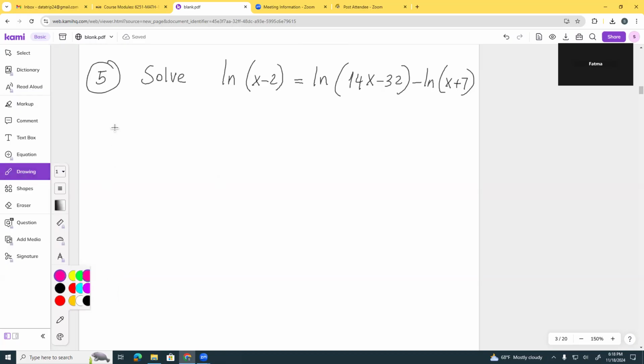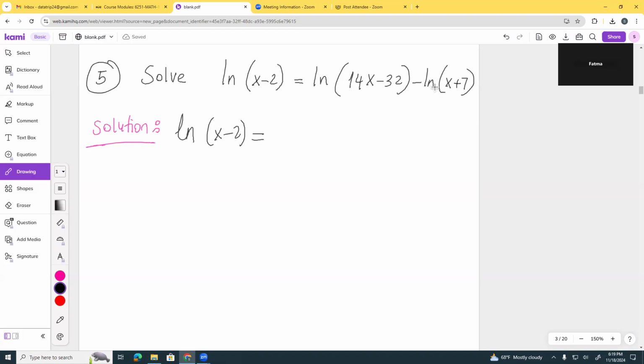Okay. So let's start with this one. First, we're just going to copy the first side, right? ln x minus 2 equals. Can you guys tell me what rule I can apply? If I have a subtraction between two ln functions, what can we do about them? Yes, we learned 3 important rules about logarithms. One was called product rule, quotient rule, and power rule. Which one applies here? Quotient rule.